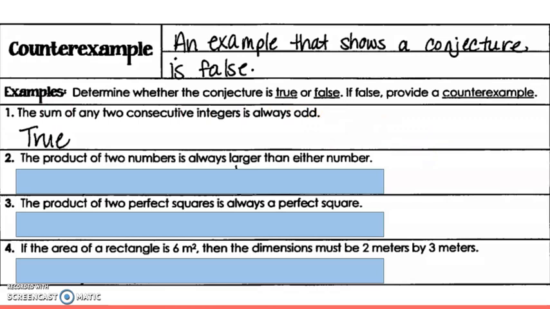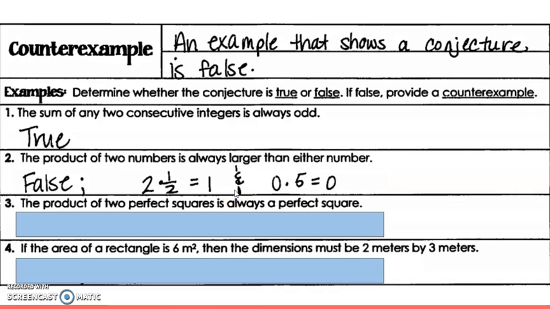For number 2, we have the product of two numbers is always larger than either number. Now, when we think about this, remember that we also have decimals and fractions that we can use. So if I think about some fractions, I can use 1/2. And if we do 2 times 1/2, that's 1. So that's not larger than both numbers because 1 is bigger than 1/2. So that's an example that proves it wrong. So this example right here, 2 times 1/2 equals 1, is my counterexample. It proved that that statement was false.